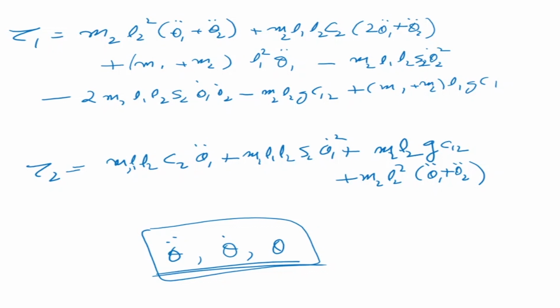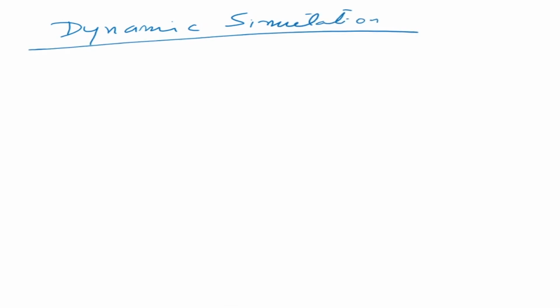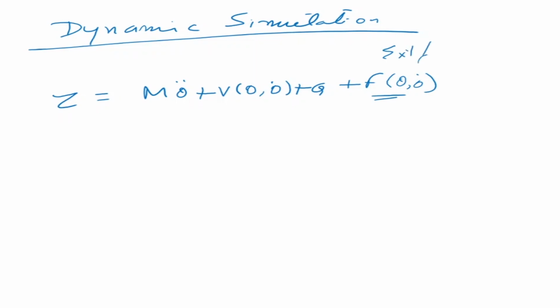Now let's look a little bit further at the dynamic simulation. So if you're talking about dynamic simulation, this is used for simulating the robotic manipulator. So we have taken our dynamic equation tau is equal to M into theta double dot plus V into theta dot plus G, and if there is an external force, then it is okay. So this is the external force. Okay.